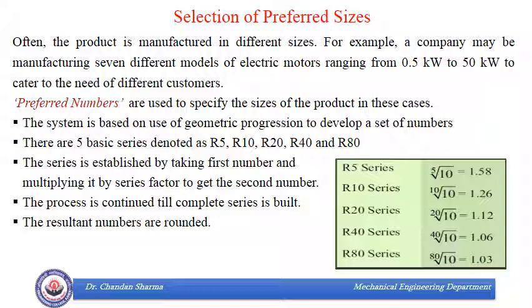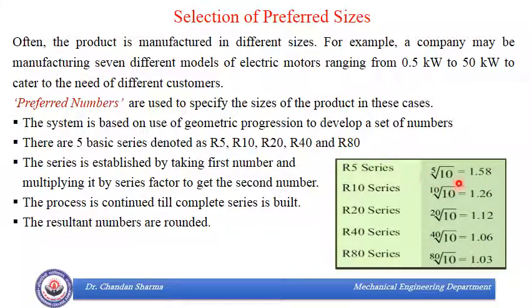What information does preferred size provide? Say a company is engaged in designing electric motors ranging from 0.5 to 50 kilowatt. So this preferred size concept will tell what in-between values it should design for. So preferred numbers are used to specify the sizes of product in these cases. The system is based on use of geometric progression to develop a set of numbers. There are 5 basic series: R5, R10, R20, R40 and R80.